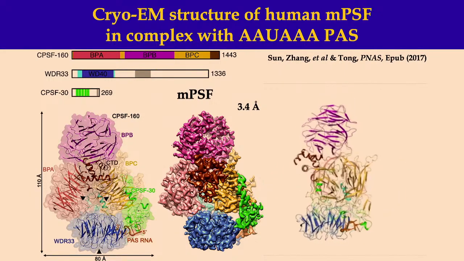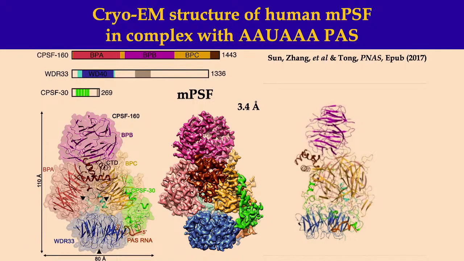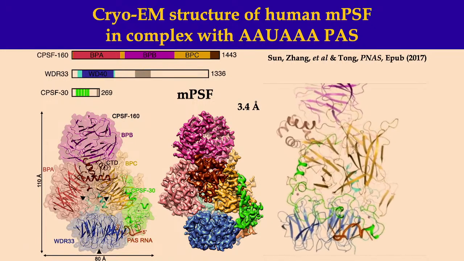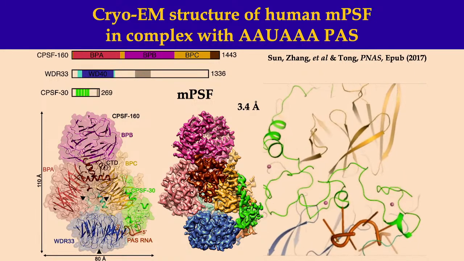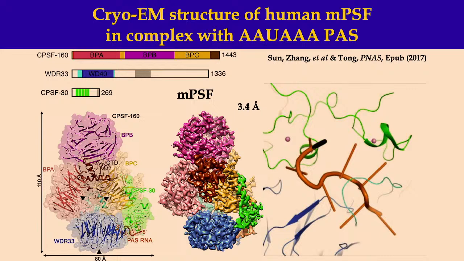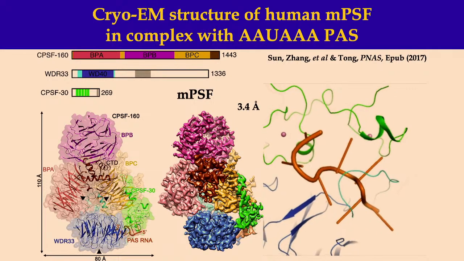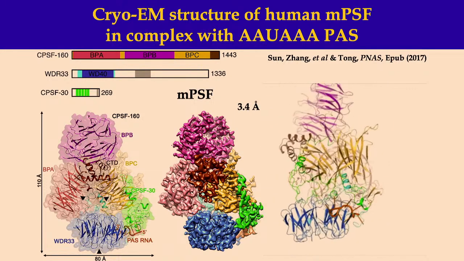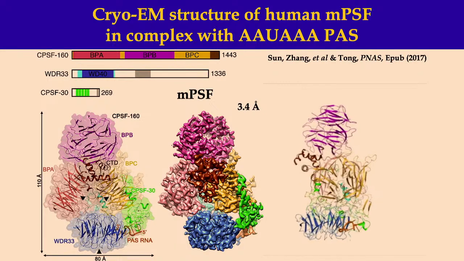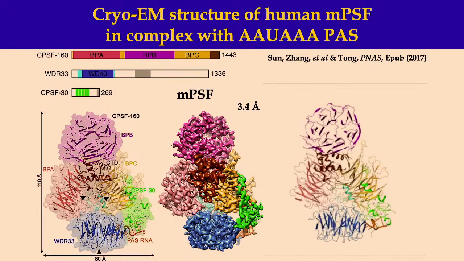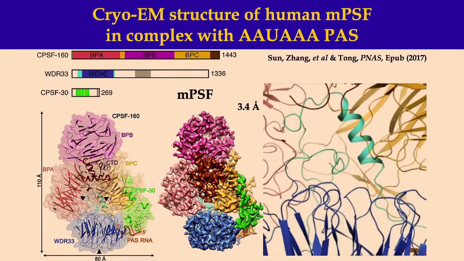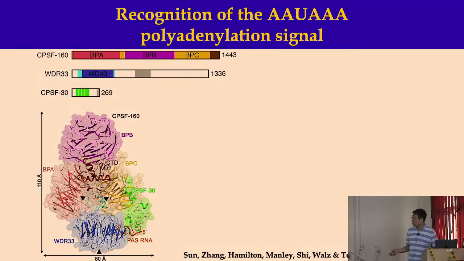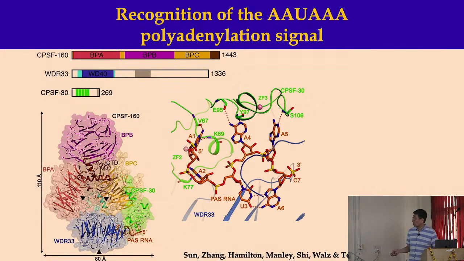So now you can see the RNA right here stuck between CPSF30 and WDR33. CPSF160, despite being a gigantic protein right here, has no direct interaction with RNA. So it's a scaffold. What it does is bind WDR33 and bind CPSF30, so that they are pre-organized to bind the RNA. That's the idea. All right. So how does it bind?